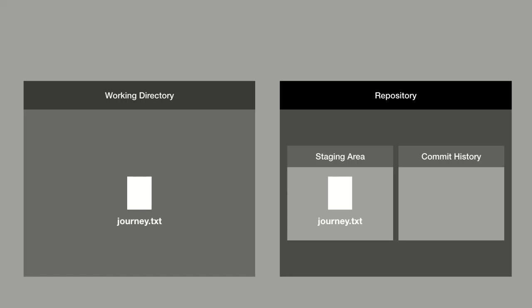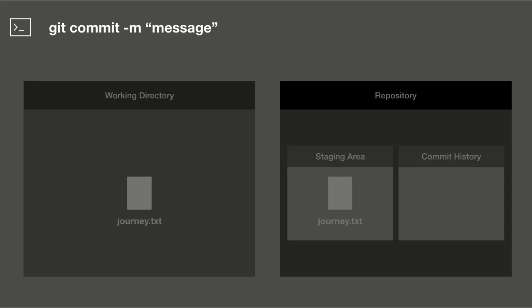It's important to note that commit is actually a verb and a noun. So to commit something is to save something, and a commit means a version of our project. So the command to make a commit is git commit -m, and then you pass in a message, usually making some sort of comment about the changes that you made.